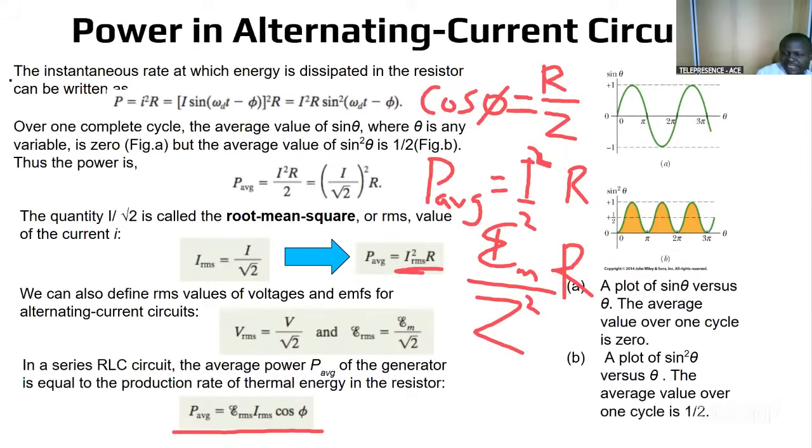Okay, but if you recall that cos phi is equal to R over Z, so if you now replace cos phi with R over Z, this will be E squared over Z squared R. Okay, so let's continue.